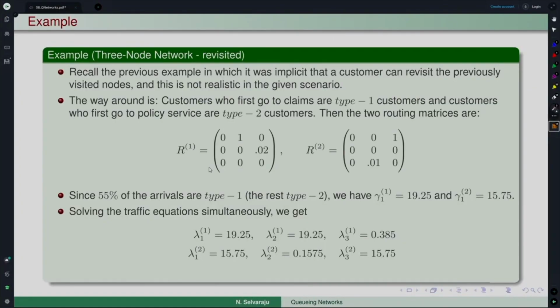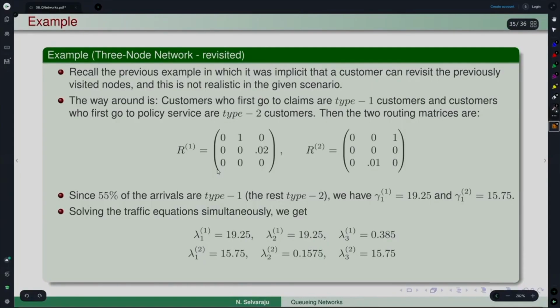So, from type 1 they can go to type 2, and then they have to exit from there. That particular customer who has gone from type 1 to type 2 will not be allowed to come back to type 1. That is the purpose for which we are designating this. So corresponding to the type 1 customers the routing matrix would be this, and corresponding to the other one, the routing matrix would be this. Remember the other matrix, where here you have 0.55, 0.45, 0.02, here 0.01.